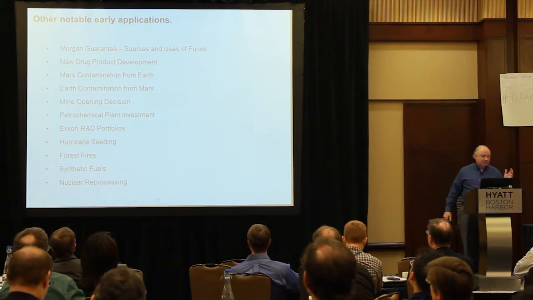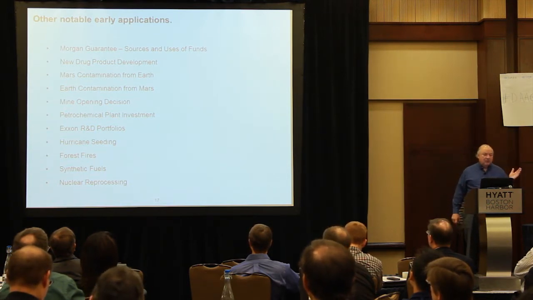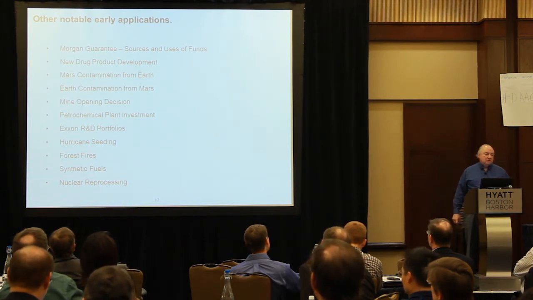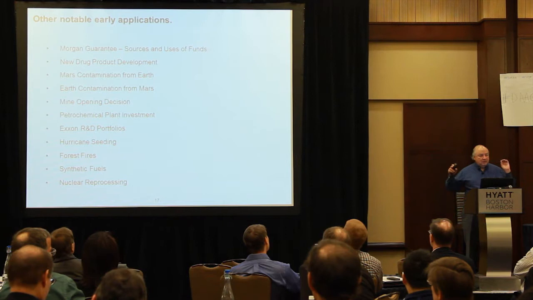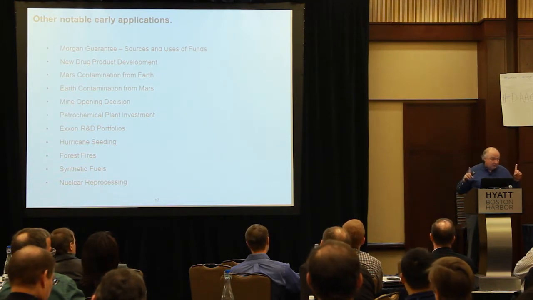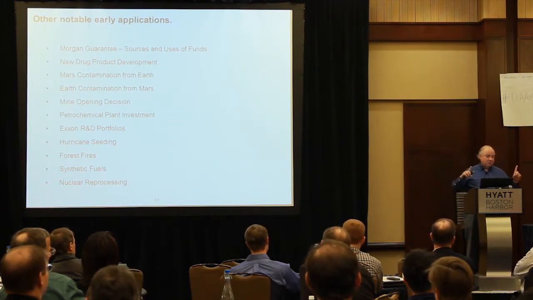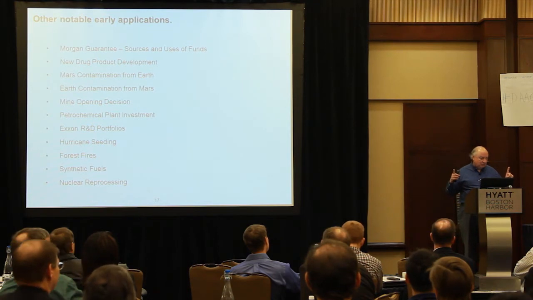Okay, one of the things I wanted to hit on for sure was the notable early applications, Morgan Guarantee. We worked on sources and uses of funds with a guy named Herb Ayers, some of you may know, who was the vice president. I can't resist telling you one story there. We encoded the risk attitude of the two top executives, like the chairman of the board and the chairman of the sources and uses committee.